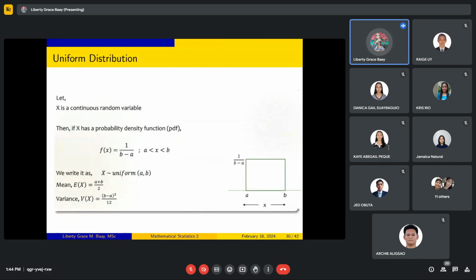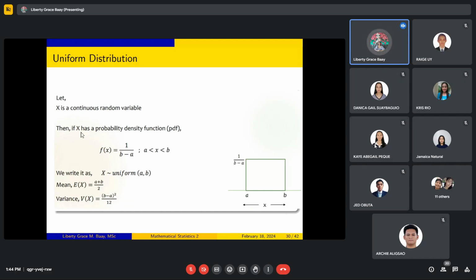Okay. So let's now proceed to the continuous random variable. Let's have the uniform distribution. This is its PDF. Earlier, class, it was the PMF, which is for the discrete random variable, whereas the PDF is for the continuous random variable.